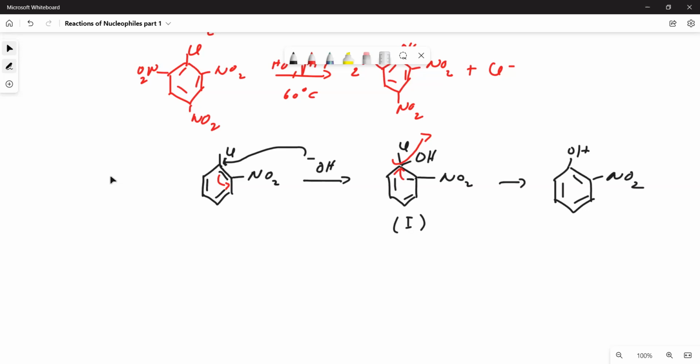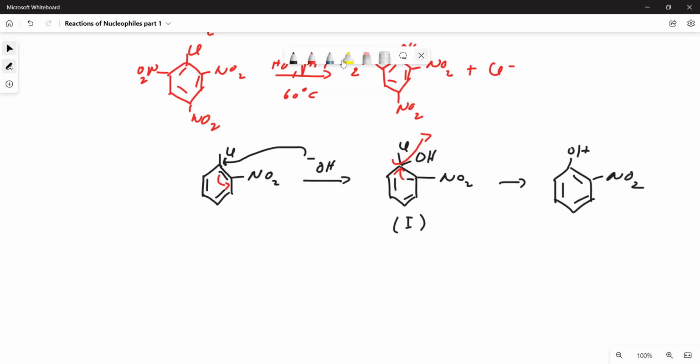And in terms of orientation of the electron withdrawing groups, if they are positioned ortho or para to the leaving group like chlorine here, then it will add to the increase in the rate of nucleophilic aromatic substitution.